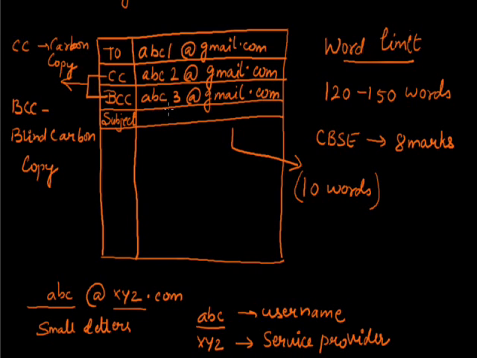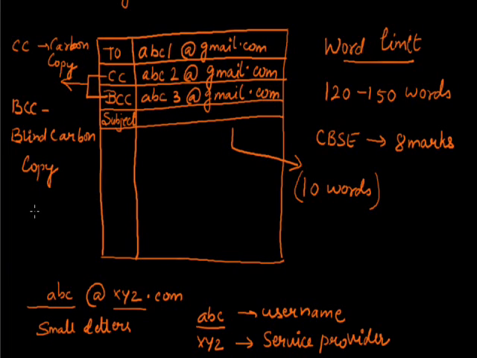But there is a difference. The user of CC can see only the other users except for the one that has been mentioned in the BCC column. So the user in BCC, that is ABC3, can see that the same mail has been sent to the other two users, that is ABC1 and ABC2. Whereas ABC3 is not visible to ABC1 as well as ABC2.